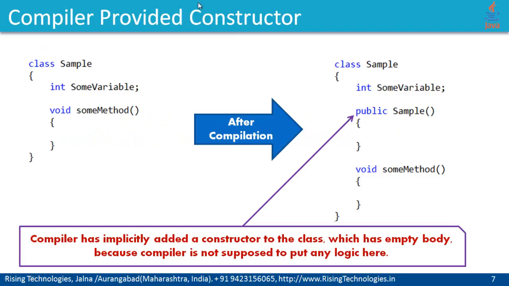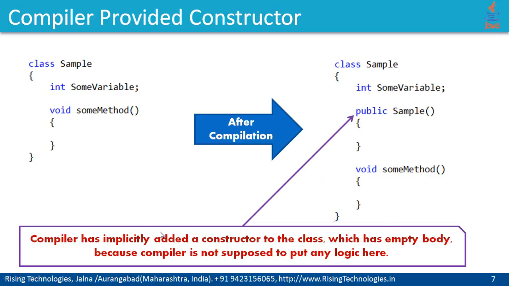Now look at this very simple class. I have created a class sample which contains some variables, some method, but I have not provided any constructor within this class. So what happens when we compile this class? After compilation, this class will become something like this. Look at this constructor. We haven't provided this constructor in our source code, but after compilation, Java compiler is going to add this constructor for us. So you can clearly see compiler has implicitly added a constructor to this class, which has empty body again, because compiler is not supposed to put any logic over here.